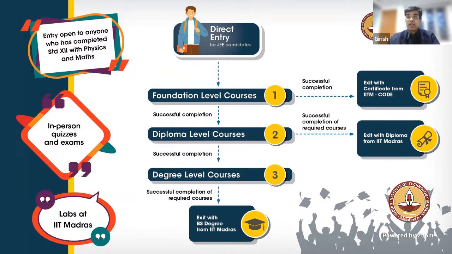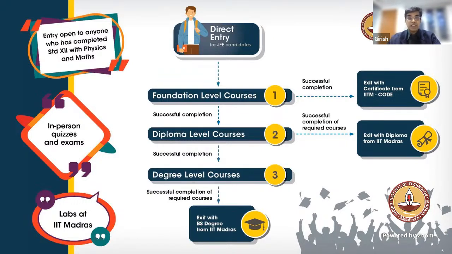That will be from IITM CODE. CODE is the Center for Outreach and Digital Education. The next level is the diploma level courses. Once you complete the foundation level, you can move to the diploma level. You have some 10 to 12 courses. The successful completion of that will lead to the diploma certificate from IIT Madras.